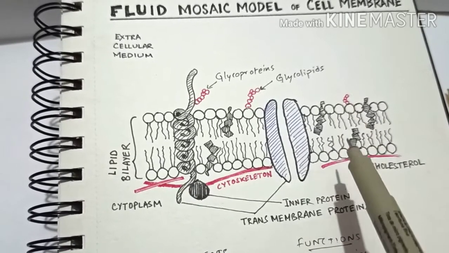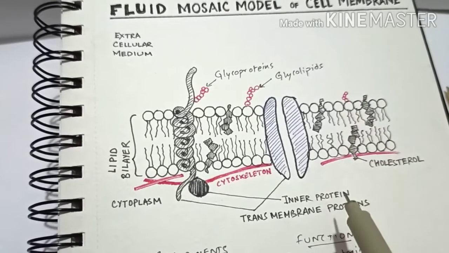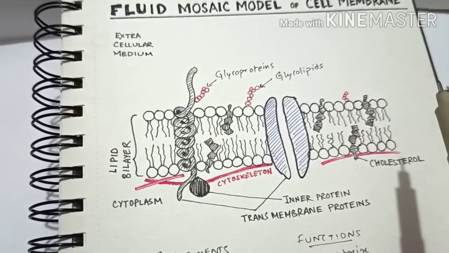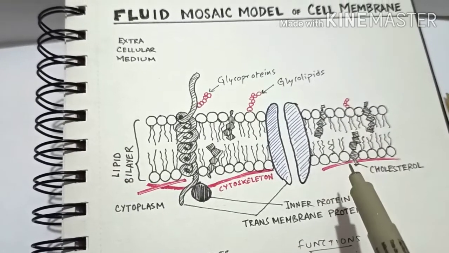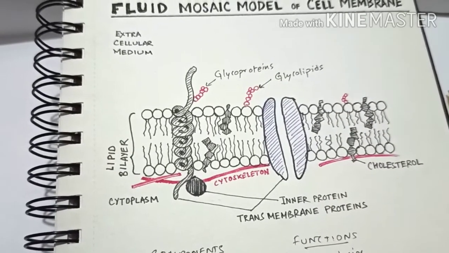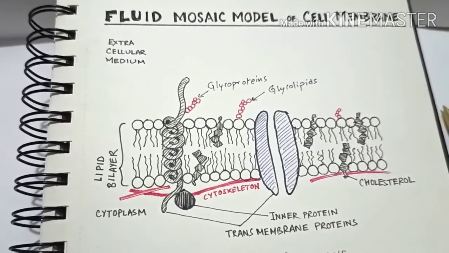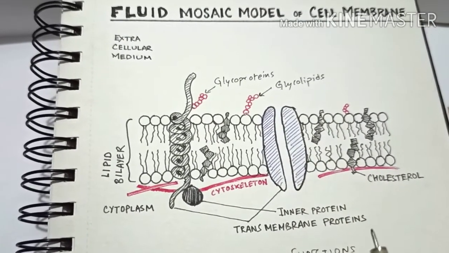Another thing, oxygen and carbon dioxide can also move across the membrane without any problem because they will be diffused easily. Whereas any other charged particles like sodium ion and potassium ion will not be allowed to move across.